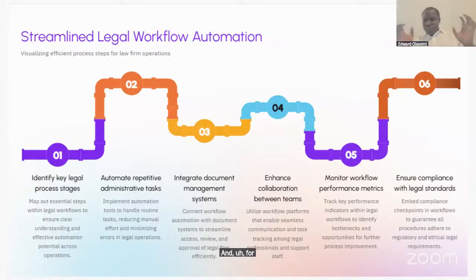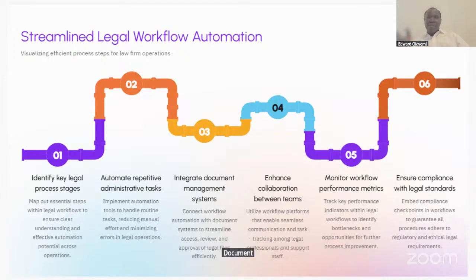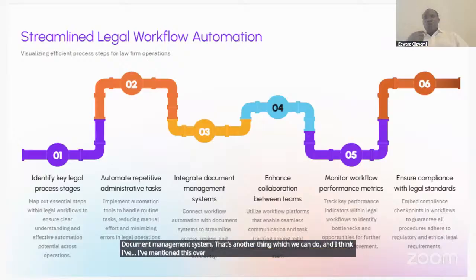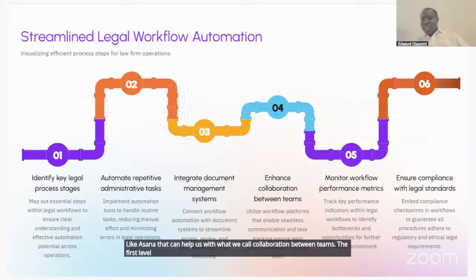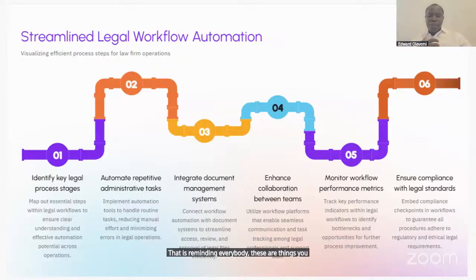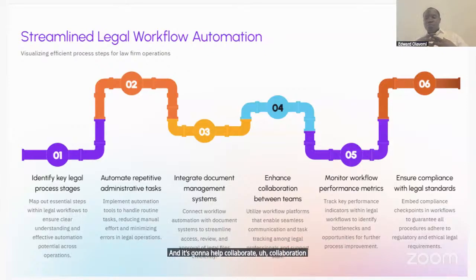And for us in the legal space, yes, document management systems are another thing we can do. And I think I've mentioned this over and over again: the system can integrate to our documents and review them. Another thing is Asana, which can help us with collaboration between teams. The first level review, the second level review, there's a flow that is reminding everybody these are things you want to do, these things are pending in your queue, and it's going to help collaboration work seamlessly.